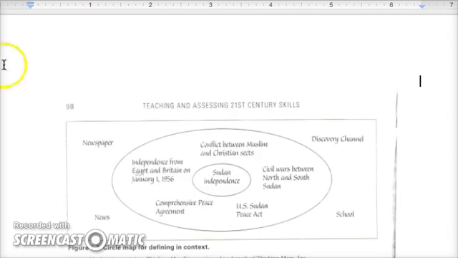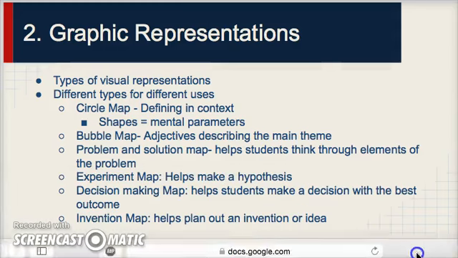There can be different levels of the shapes, and every shape represents a border of thought. This first border is how they heard about it. The second border is what they learned, and the border right in the middle is the main idea itself. Then the next one is a bubble map, and this is just adjectives describing the main theme.